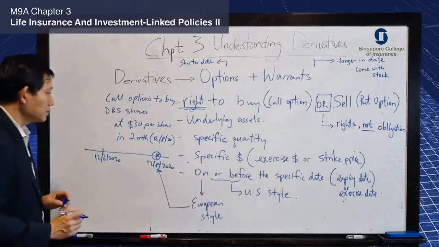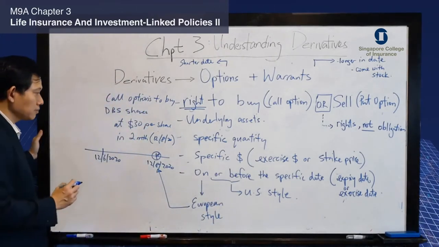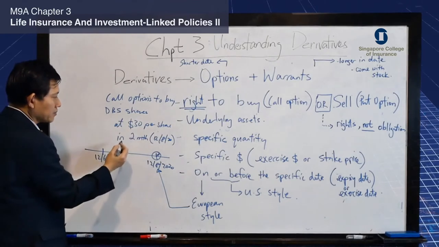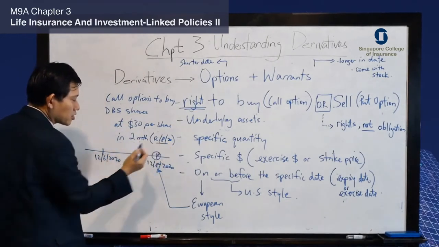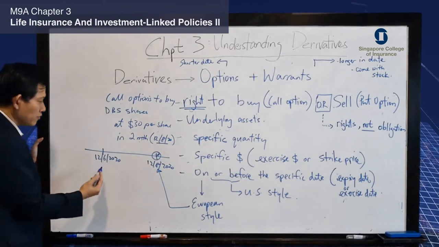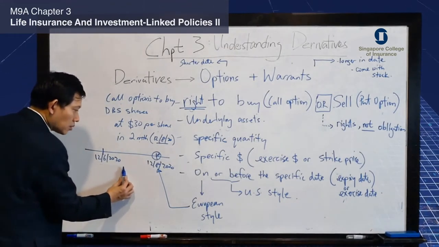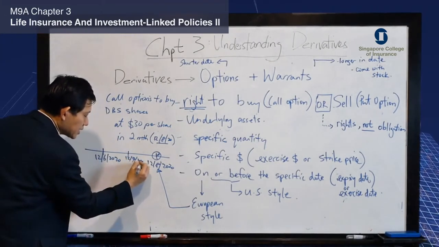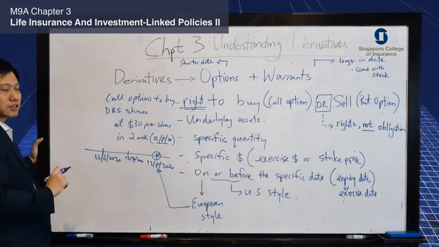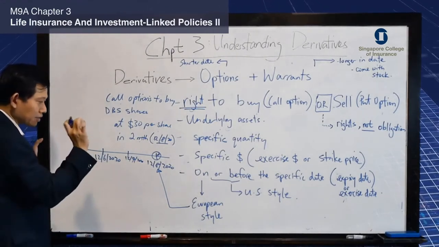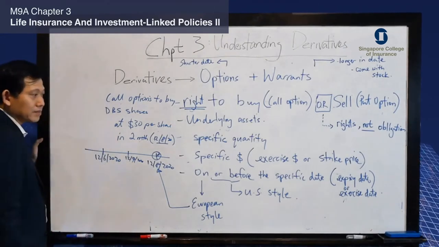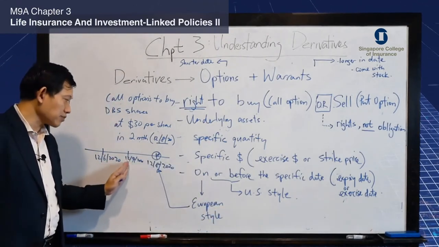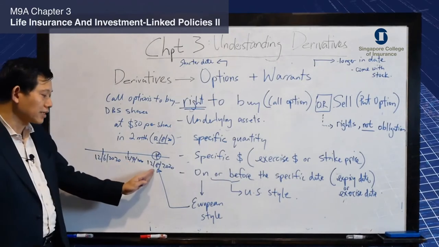Now, the United States style is more interesting. It's more flexible. Same contract, call option to buy DBS share at $30 per share in 2 months' time, 12 August 2020. However, in between from 12 June all the way to 12 August, if at any point in time you find that DBS share has increased to more than $30 per share, you want to take advantage of that, and that particular incident happened before the expiry date, if this call option is a United States style, you can actually exercise it on, for example, 12 July 2020, before the actual expiry date.